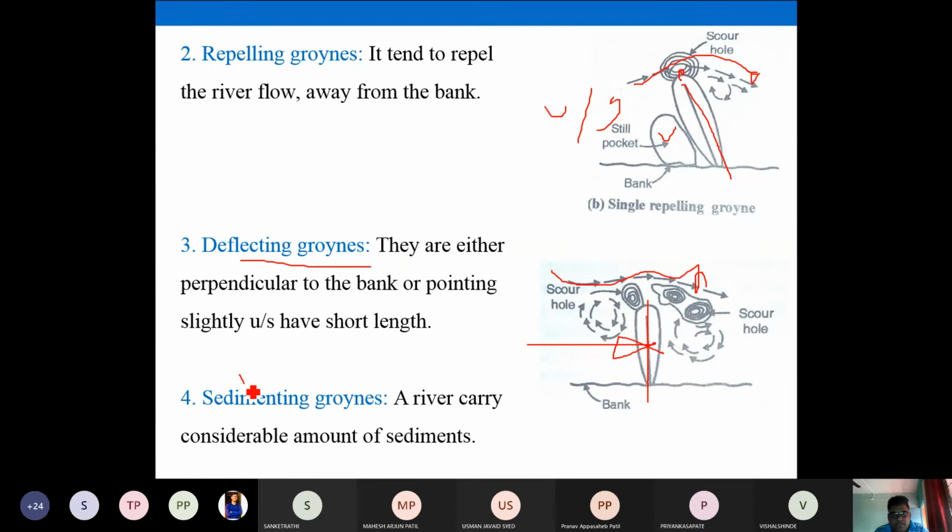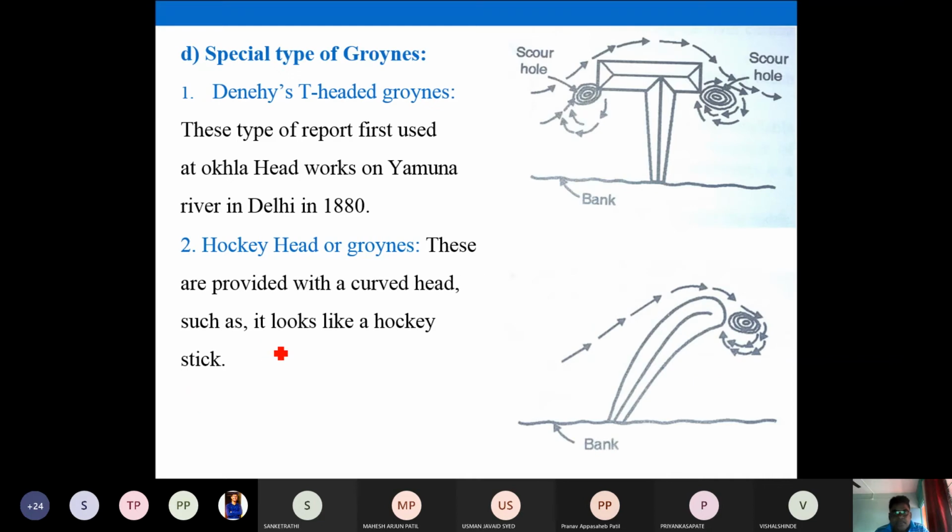And the third category, that is the fourth one, is the sedimenting type of groins, where the river carries a considerable amount of sediments.